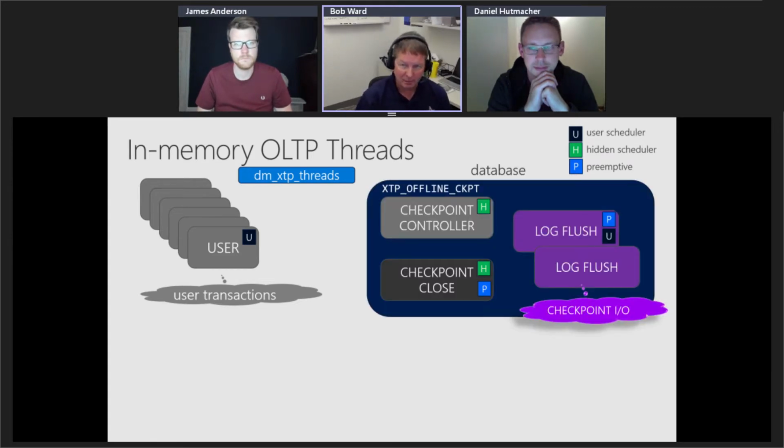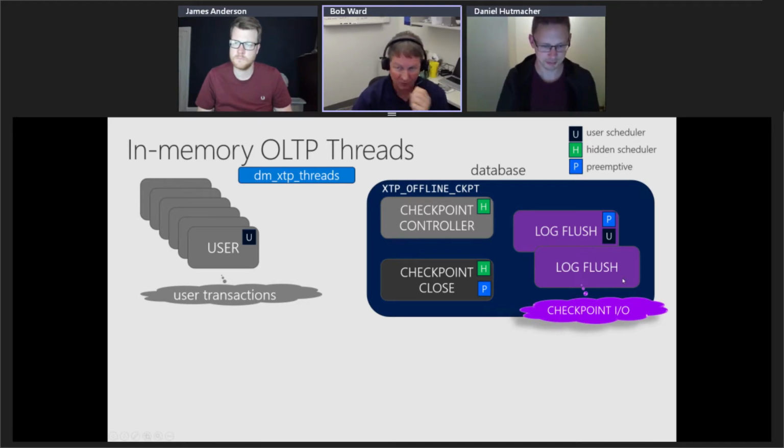So for each database, you're going to have a series of threads. You're going to have something called a checkpoint controller, a checkpoint close worker thread, and then multiple log flush workers, depending on how many cores you have, how many nodes you have. And this is the one actually doing the I/O. When I say checkpoint I/O, I mean the one doing the actual writing of those checkpoint files. Unfortunately, we called them log flush threads, but they're not going to the transaction log. The log writer thread is still doing all our log work, but these are the threads per database doing that actual I/O work.